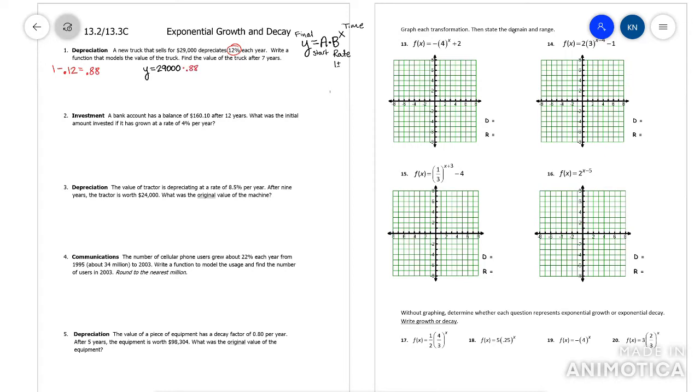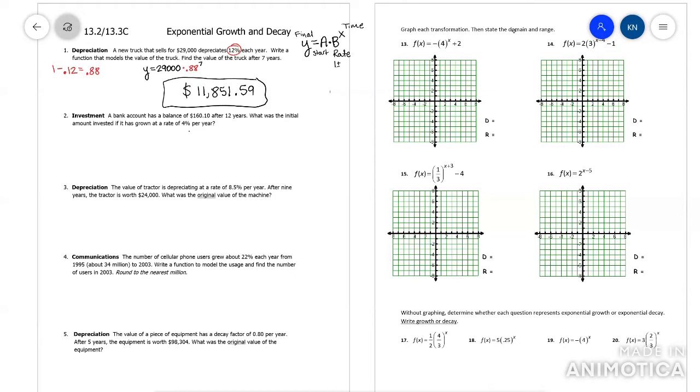And then what's the value of the truck after 7 years? That's your time. So that's to the power of 7. So all you got to do is punch this in the calculator. So let's see, 29,000 times 0.88 to the power of 7. I get 11,000, and it's dollars, so 11,851.59. Nothing to it.